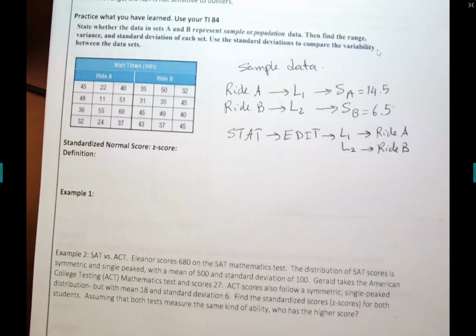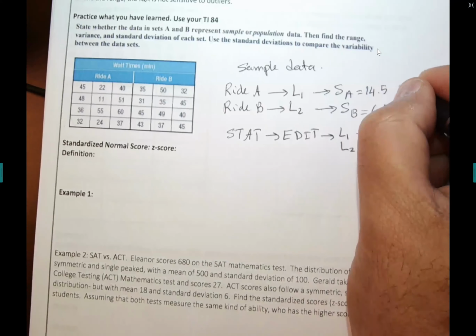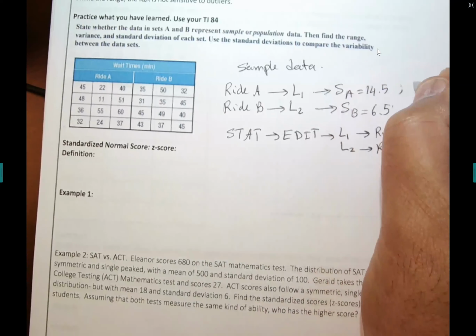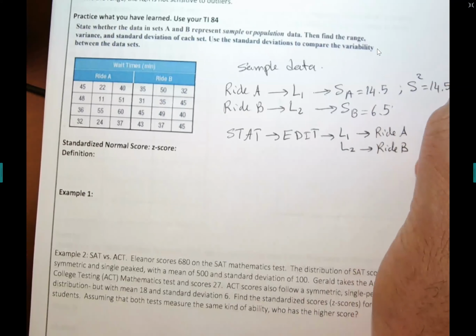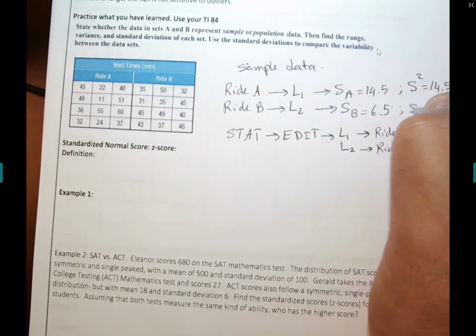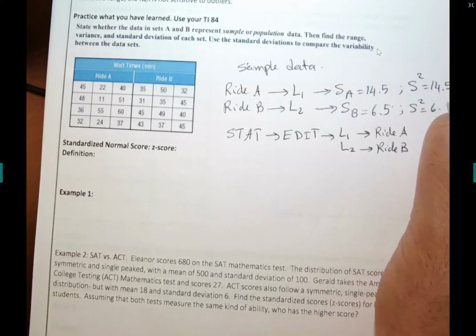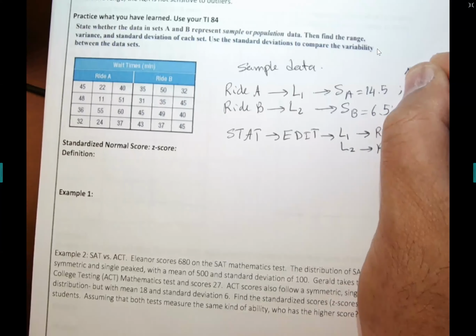So I would use ride B if consistency is the name of the game here. If not, and you really need to get on ride A, then you would just wait for ride A. To find the variance, guys, the variance is very easy. Just square 14.5. And to find the variance here, you just square 6.5. This is called the variance.